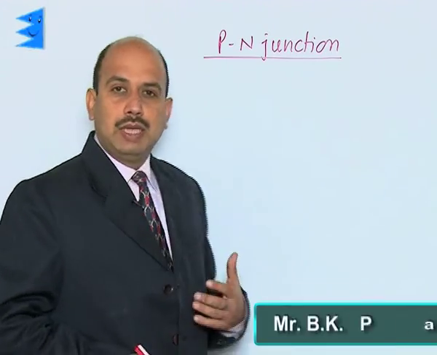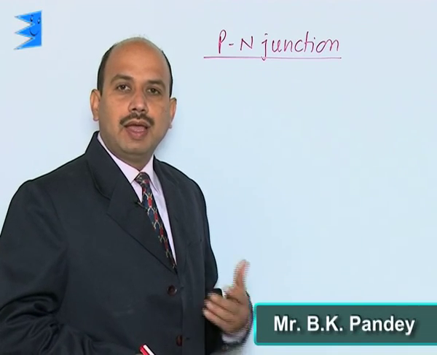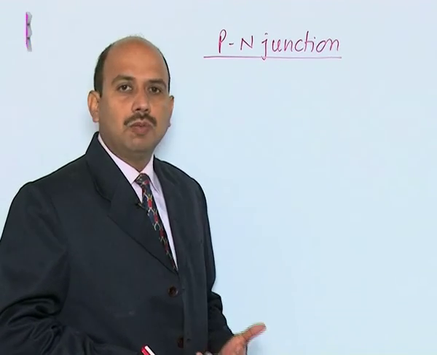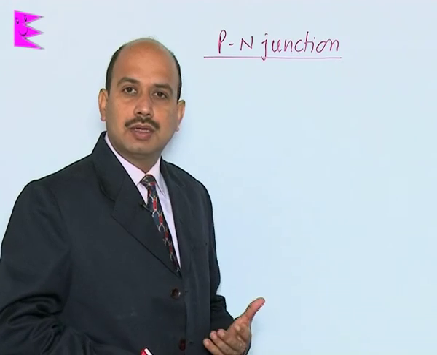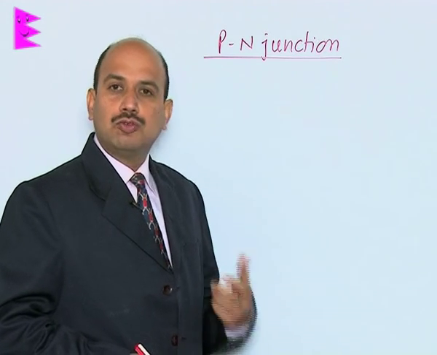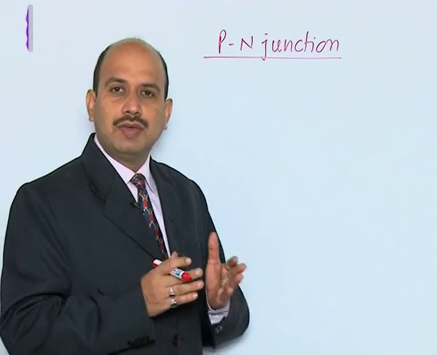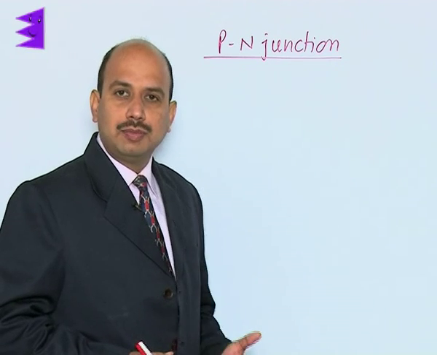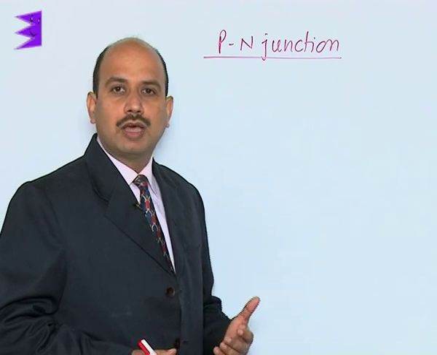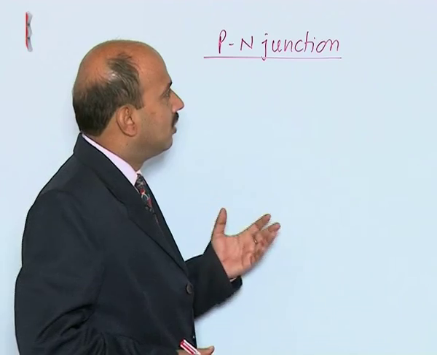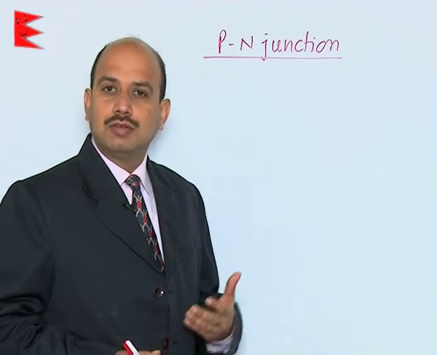Now we will be doing the p-n junction diode. We have done p and n type semiconductors. When p and n type semiconductors are brought close to each other, placed in contact very close to each other, an arrangement is formed, and that arrangement is known as a p-n junction. So now let us see how a p-n junction diode is formed.